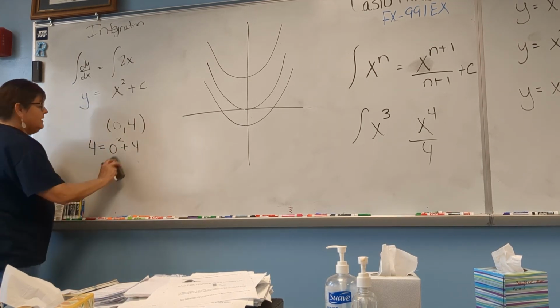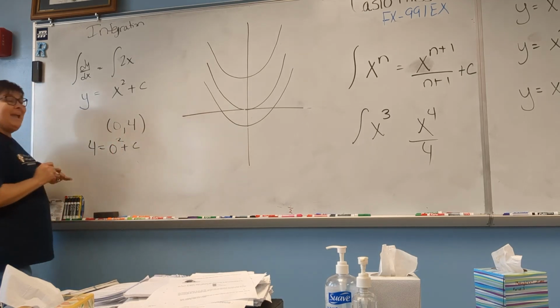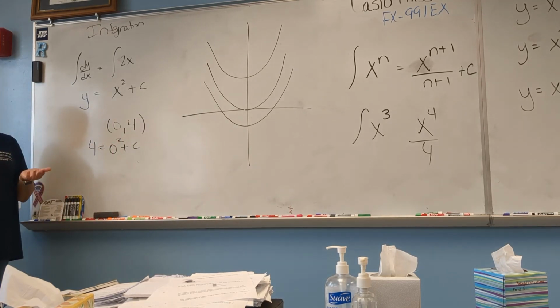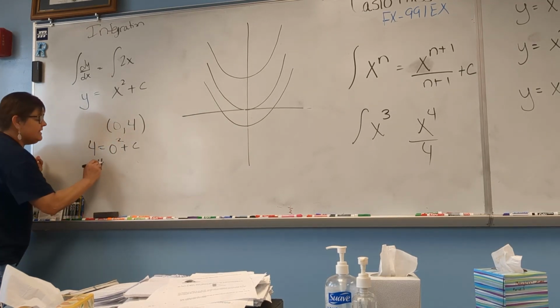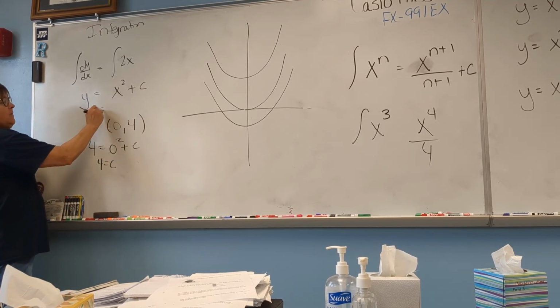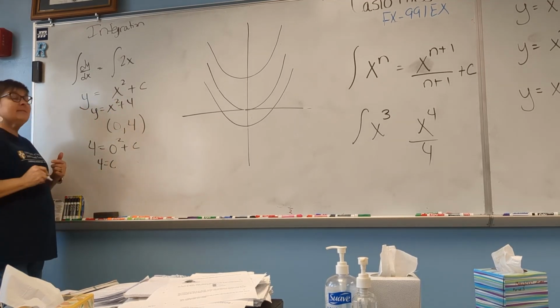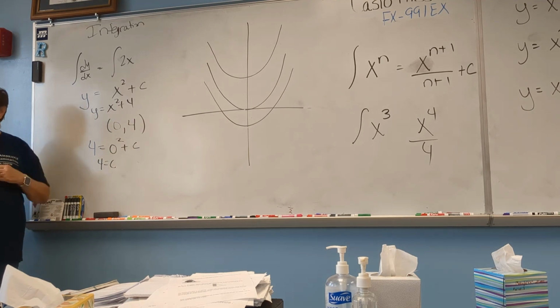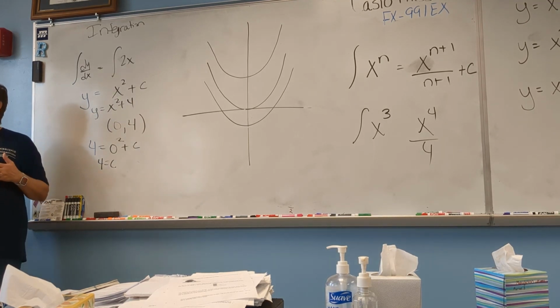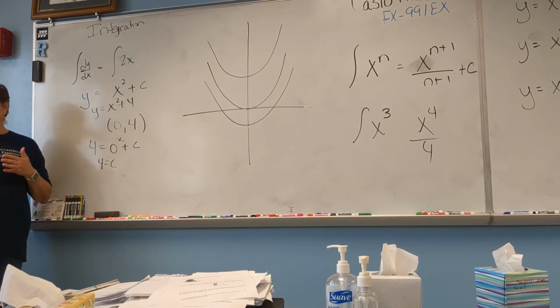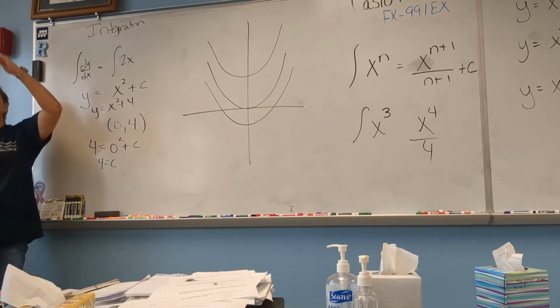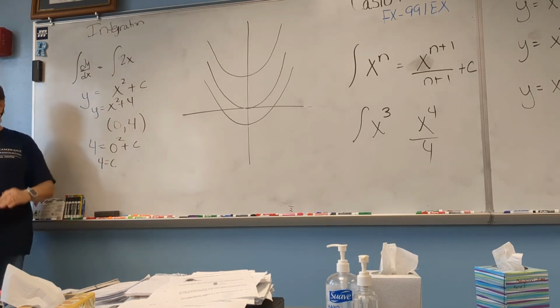I could solve, and in this instance, what was my C equivalent to? C is indeed 4, and then what I do is I just rewrite this. My formula that I started with would have been x squared plus 4. So I'm telling you, it goes through that specific x and y, so I can figure out which version of that graph we would have started with.